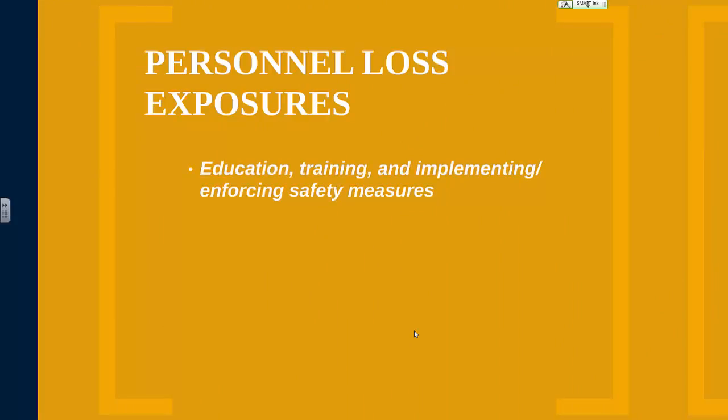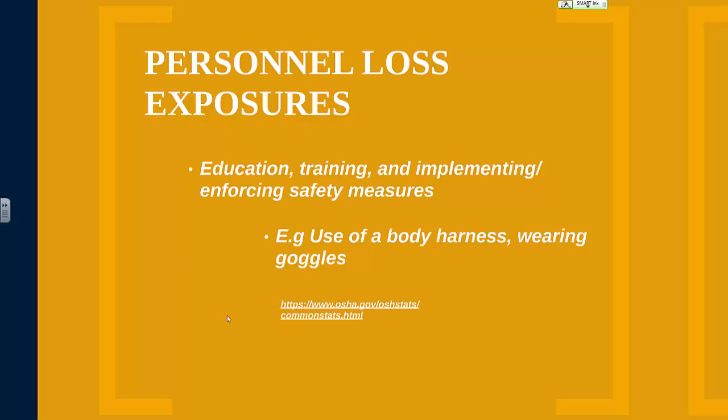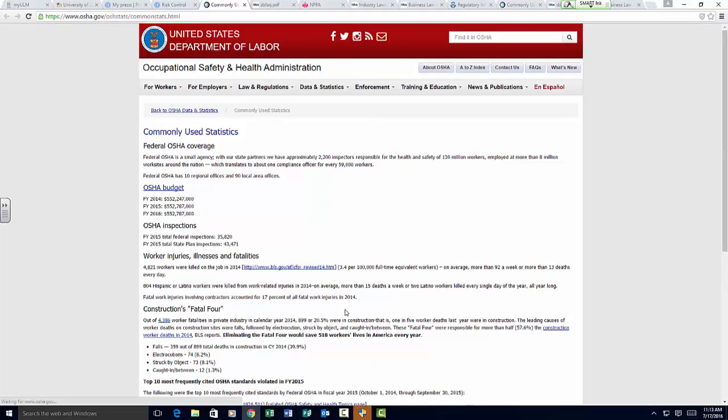Education, training, and implementing and enforcing safety measures are some of the best ways that personnel loss exposures can be managed. For example, using a body harness or wearing goggles. These are especially useful with construction and manufacturing organizations. Take a look at these statistics from the Occupational Safety and Health Administration.